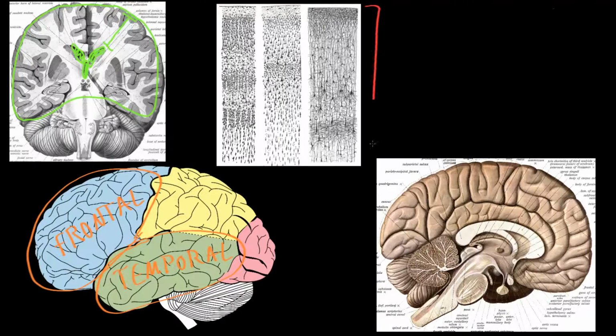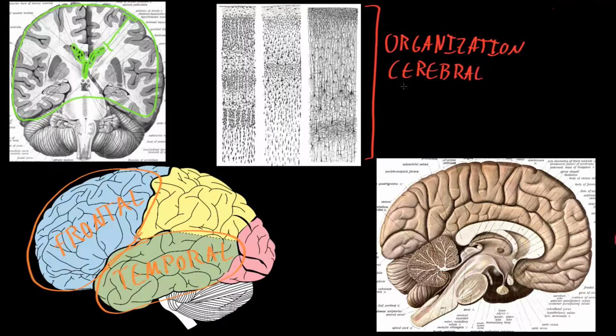This is representing the organization of the cerebral cortex. It's often different in the different areas of the cerebral cortex, how they're organized. So these are just a few examples of how the cells in the cortex may be organized.